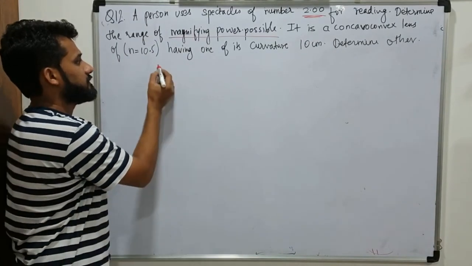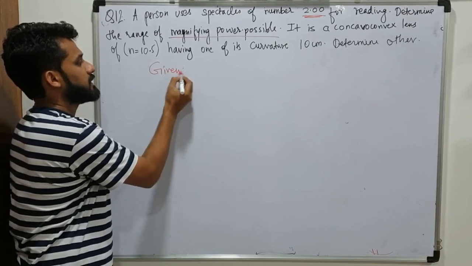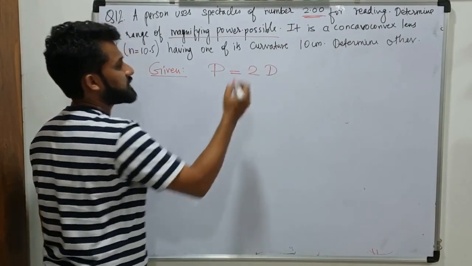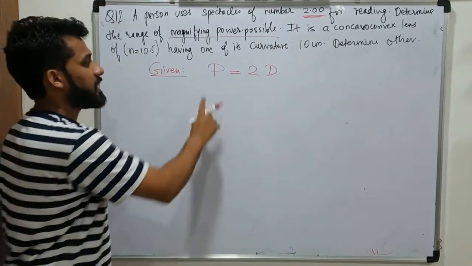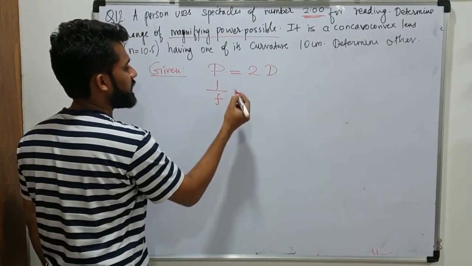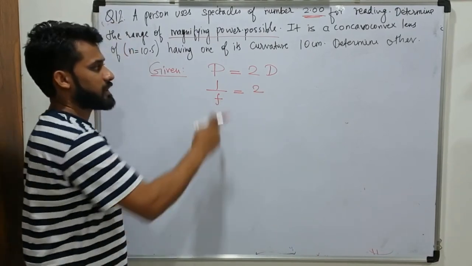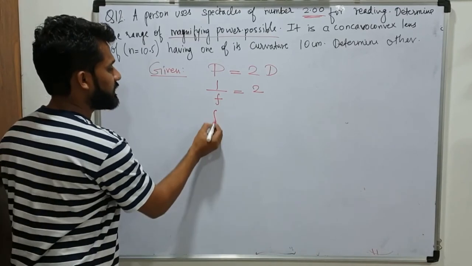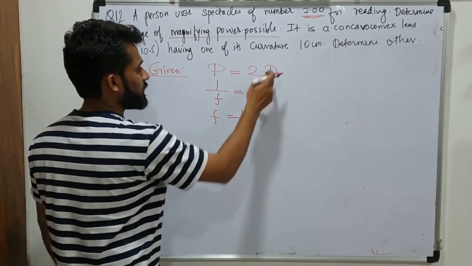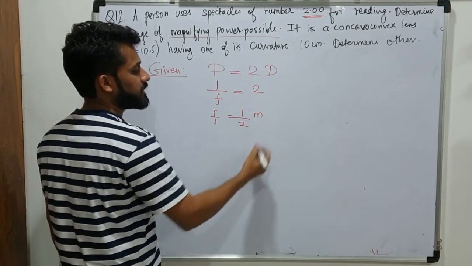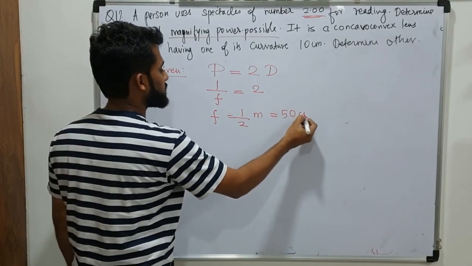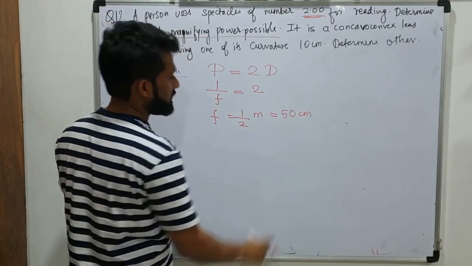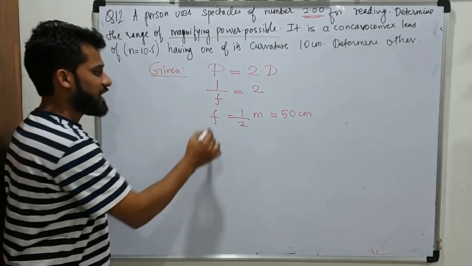First, what is given? Given is the power of the lens, which is 2.00, and the unit is diopters. If the power is 2 D, you know that 1 upon f should be 2, because the power of a lens is defined as 1 upon focal length. Therefore, the focal length will be 1 upon 2 meter, since the reciprocal of diopters is meters, which is 0.5 meter, and 0.5 meter is 50 centimeters. So we now have the focal length.